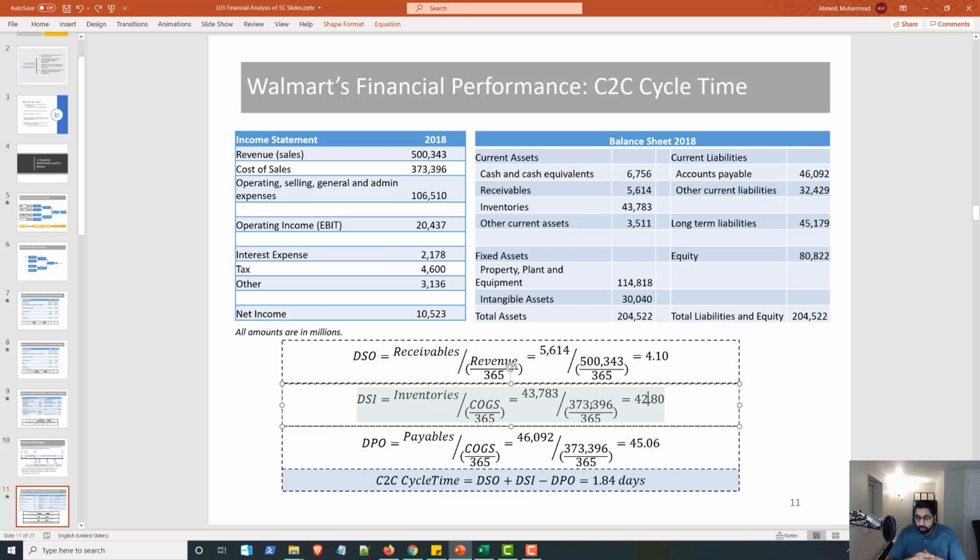That is possible. The smaller the cash to cash cycle time, the less the working capital burden on a company. If it's negative, that means the company is entirely financed by the supplier. They don't need to have any working capital of their own. They're really running on the supplier's money. Now that's not always good though, right?